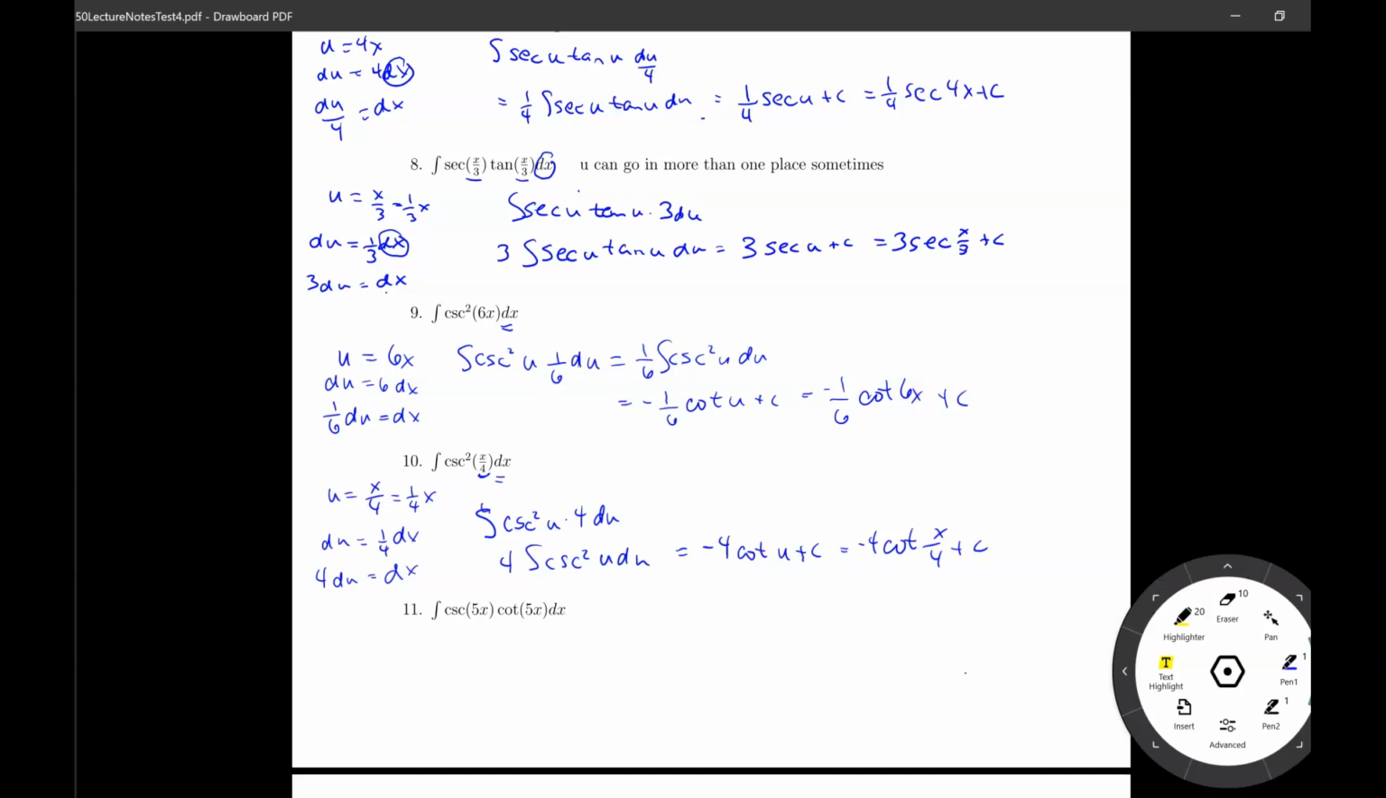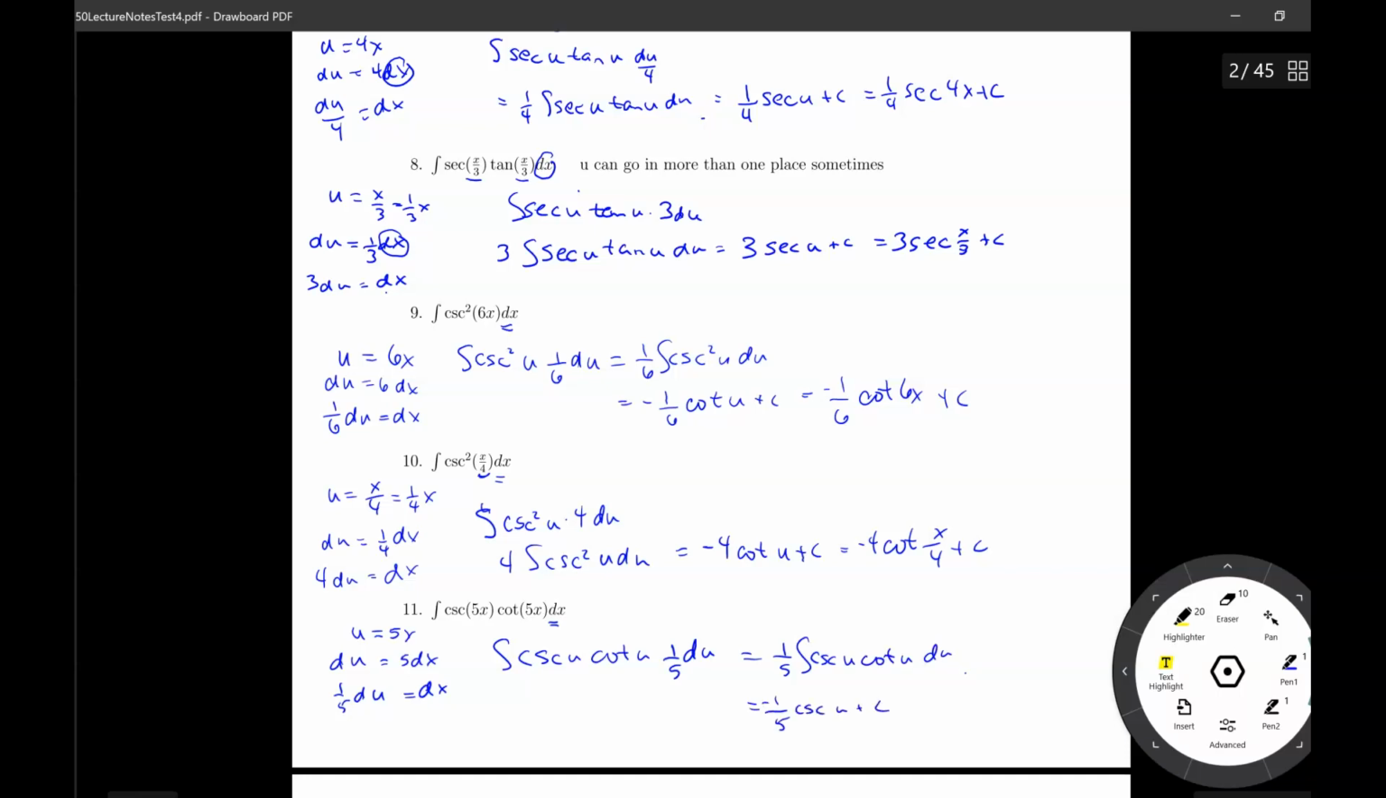But let's do one last problem. So here if I let u equal 5x, this du is 5dx, so I see that I don't have a 5, so I'm just going to be solving for dx. So I have cosecant of u, cotangent of u, times a 1/5 du. So I'm going to pull the 1/5 out on the outside, thinking about what is the antiderivative of cosecant cotangent, and I know that that's negative cosecant of u, and then I put the x's back in.